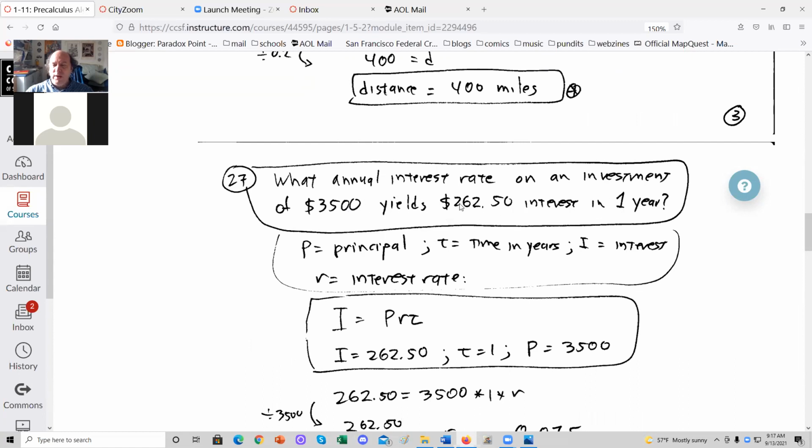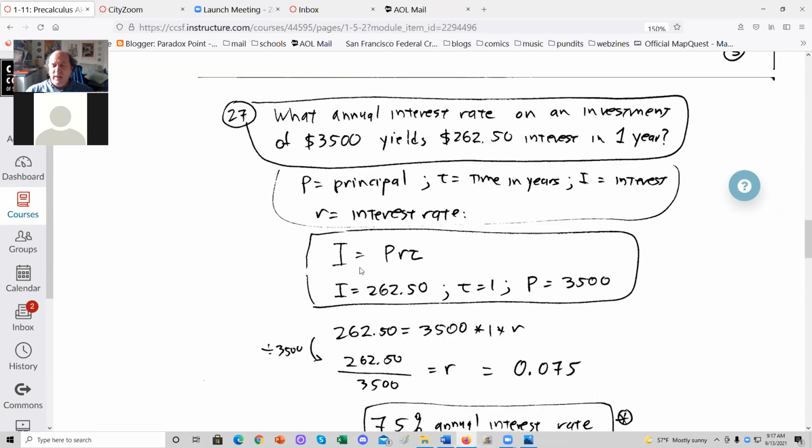I is interest, 262.5. R equals the interest rate. Now the equation there, given in the book, is interest equals principal times rate times time. This is for simple interest. Later on, we'll get to compound interest, which is much more complicated.